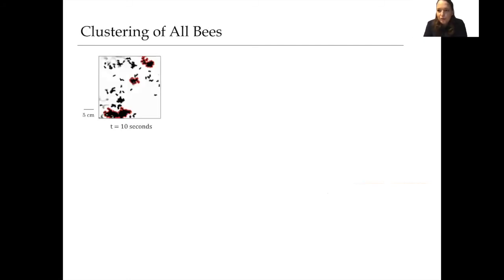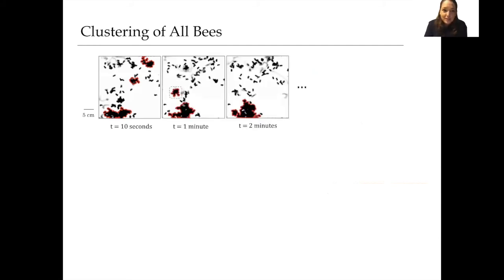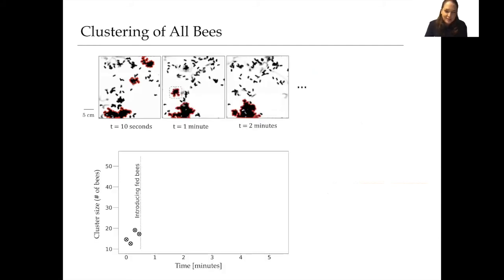And we can also more quantitatively analyze it using clustering analysis as a function of time. And here is a display of that. So what you see, the y-axis is the cluster size, how many bees are in a cluster as a function of time. And we can see that just before we introduce the fed bees into the system, we have very small clusters of about 10 to 20 bees.